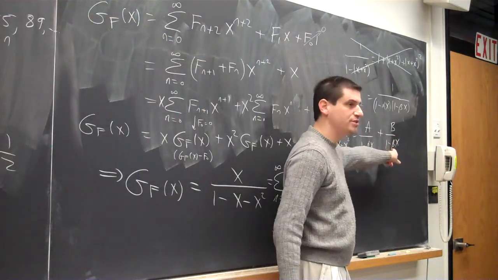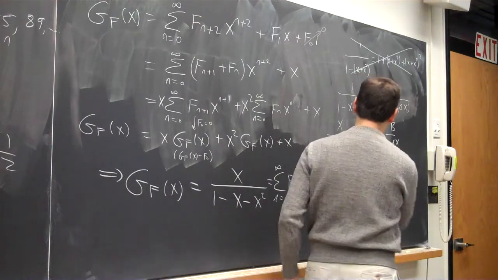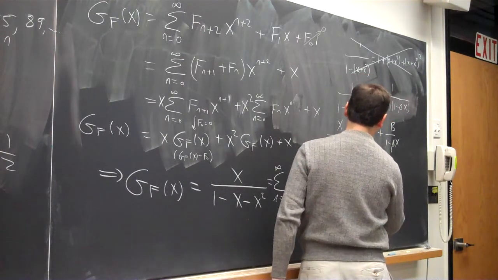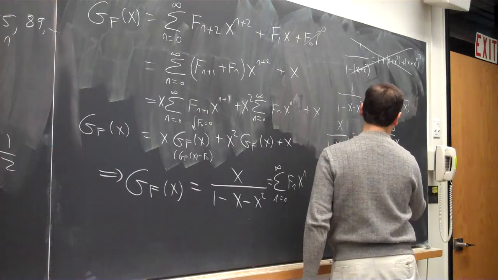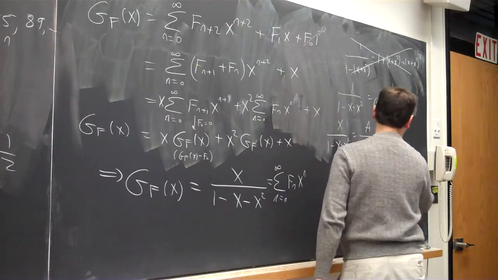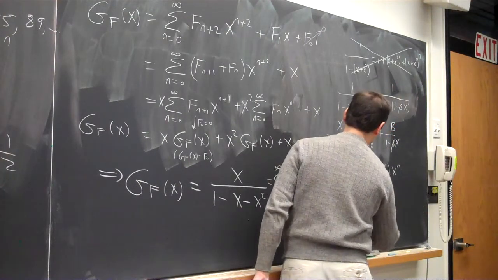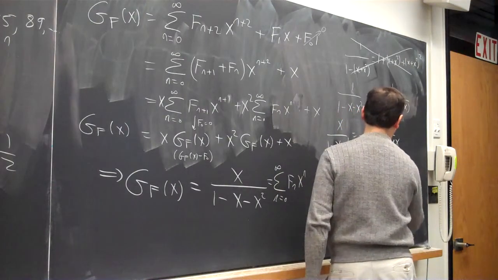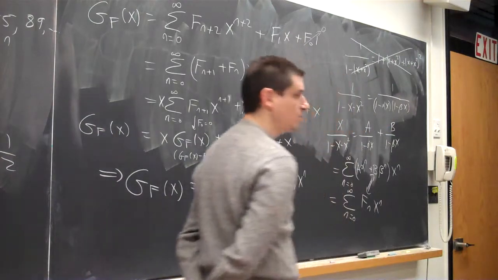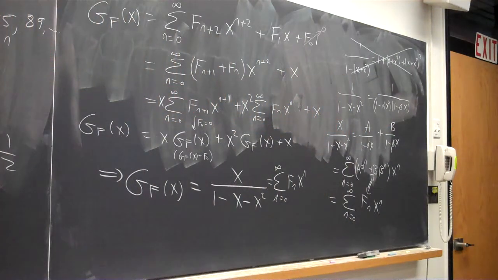And now I can use the geometric series for each one of these very nicely. And I'll get the sum, n goes from 0 to infinity, of a times alpha to the n plus b times beta to the n, x to the n. And that's just the same as the sum, n goes from 0 to infinity, of fn x to the n. So these must be equal. And this gives you a way to find the Fibonacci numbers. Okay? So any questions about how we can use generating functions to find the Fibonacci numbers?